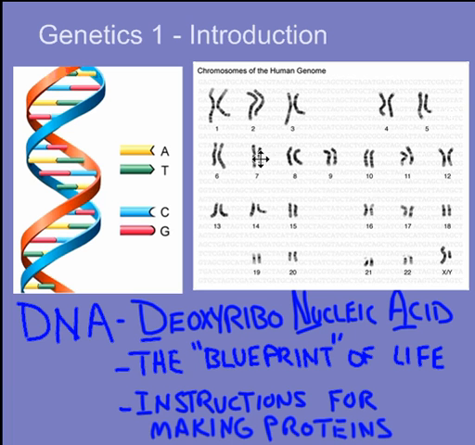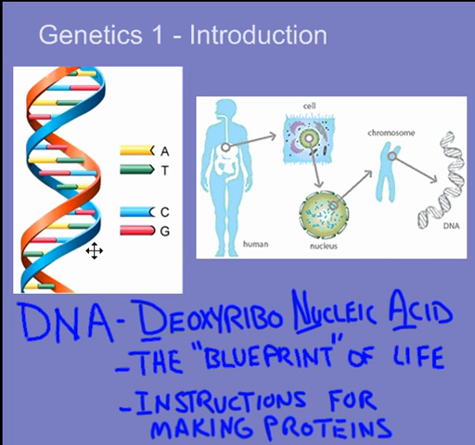There's 22 autosomal chromosomes. Those are the ones numbered 1 through 22. The largest chromosome would be number 1. The smallest would be chromosome number 22. They're in order of size. And then there's the sex chromosome. The last pair is either XX for female or XY for male.